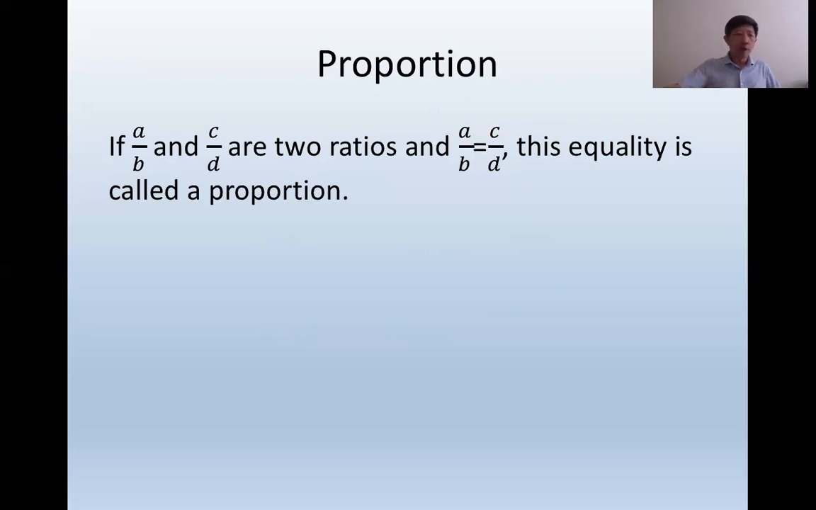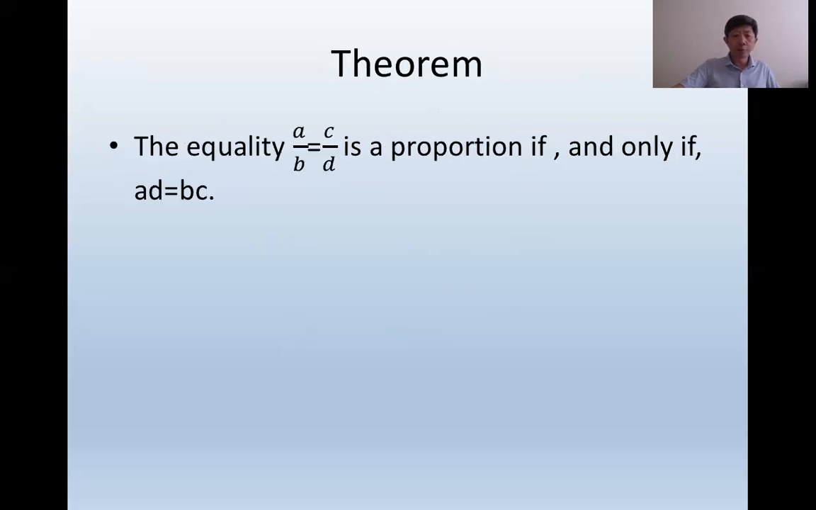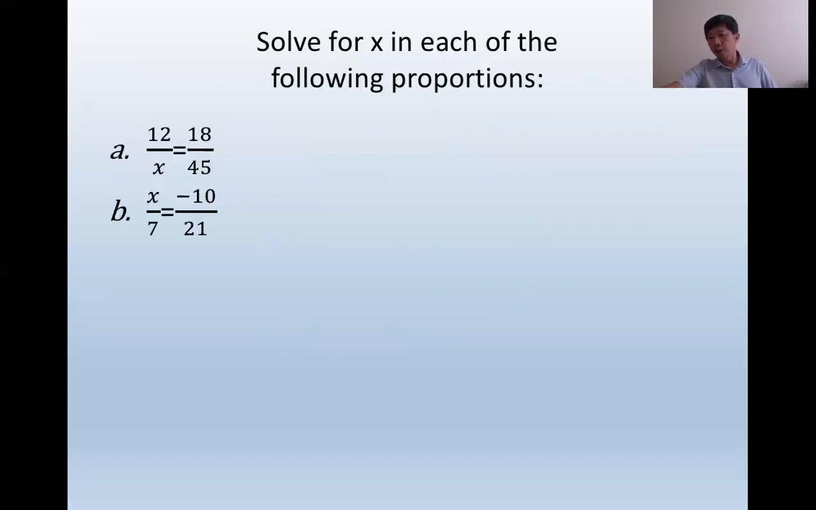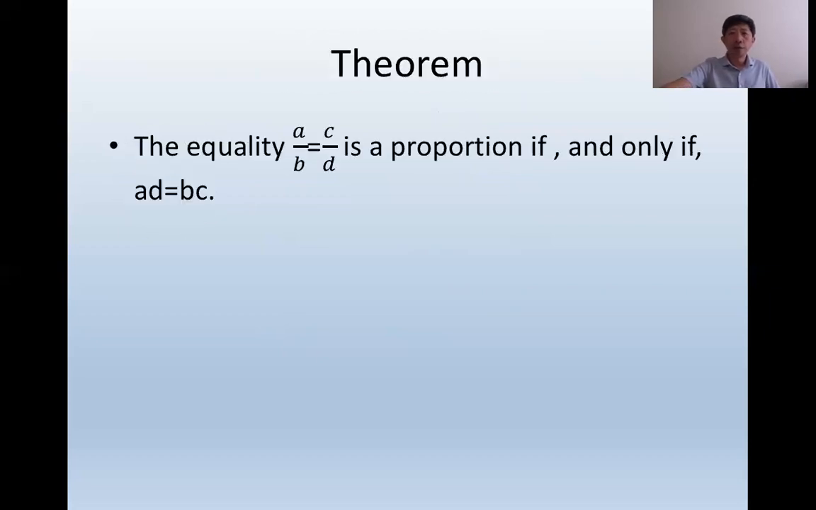So here, I have a problem for this. The equality A over B equals C over D is a proportion. Okay, so if this and this ratio are equal, which is a proportion, then we can find A times D equals B times C. So that's why we say cross multiply. When we say cross multiply, we use a proportion, okay?